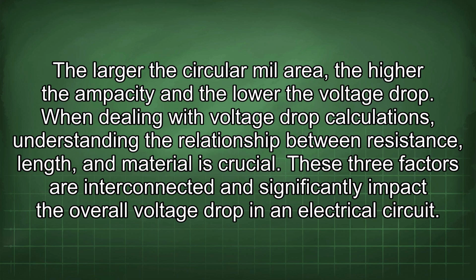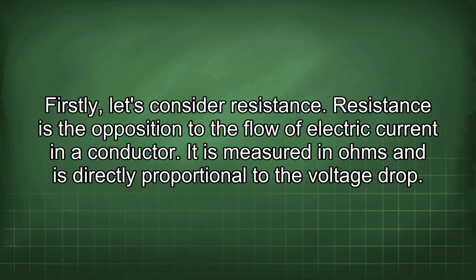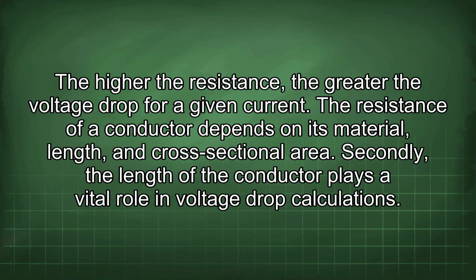When dealing with voltage drop calculations, understanding the relationship between resistance, length, and material is crucial. These three factors are interconnected and significantly impact the overall voltage drop in an electrical circuit. Firstly, let's consider resistance. Resistance is the opposition to the flow of electric current in a conductor. It is measured in ohms and is directly proportional to the voltage drop. The higher the resistance, the greater the voltage drop for a given current. The resistance of a conductor depends on its material, length, and cross-sectional area.